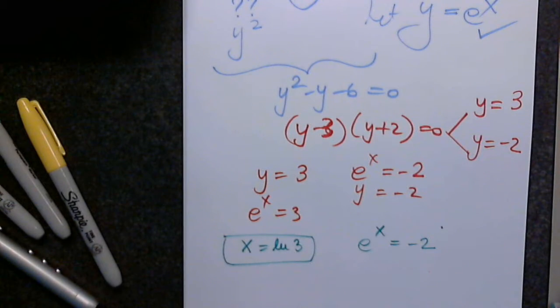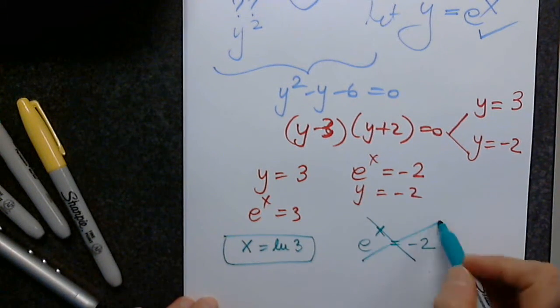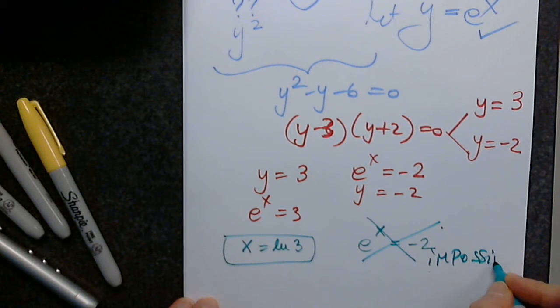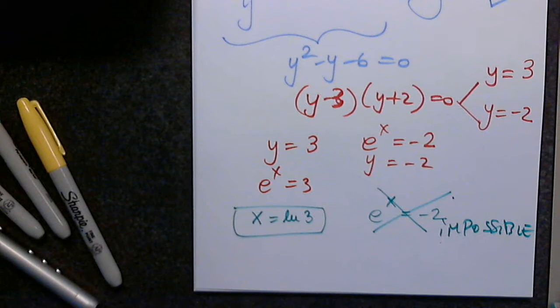Can I apply log to -2? No. So remember, this graph is this. Where is -2? Here. Where does -2 intersect e to the x? It doesn't. So you only have one solution. Exactly. Impossible. And it's not a mistake to say the equation has no solutions, because I can apply log to the left-hand side, but I cannot apply log to the right-hand side. That's good enough. So the equation has only one solution.